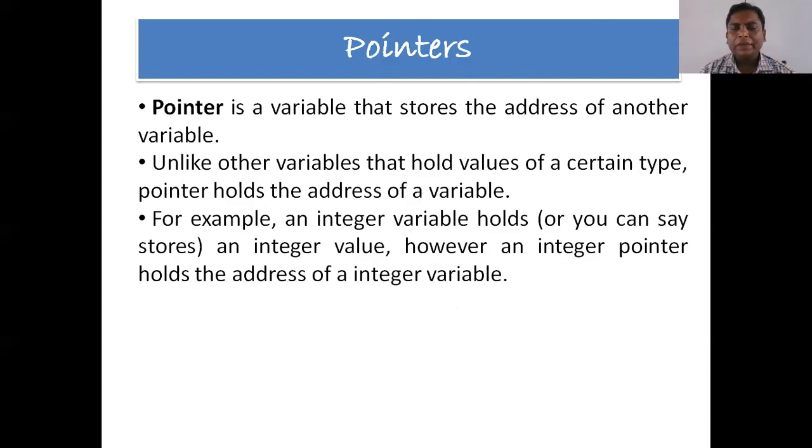Let us define the term pointer. Pointer is a variable that stores the address of another variable. Unlike other variables that hold a value of a certain type, a pointer holds the address of a variable. For example, an integer variable holds an integer value. However, an integer pointer holds the address of an integer variable.